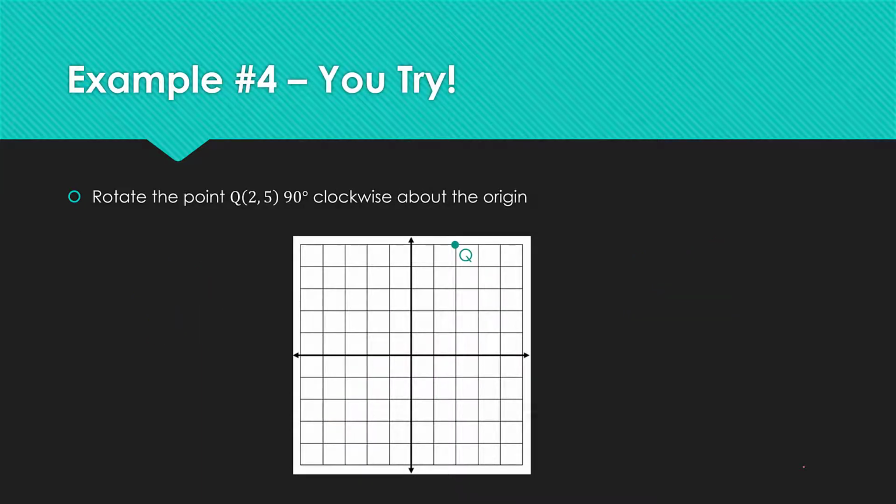All right, here's an example for you to try. We want 90 degrees clockwise. So make sure that you rotate and you go in the correct direction. Clockwise would be like a clock runs. So go ahead, push pause, try this problem out on your own.